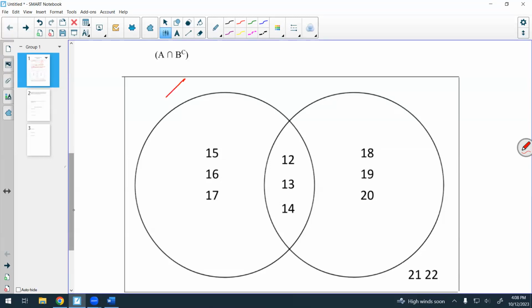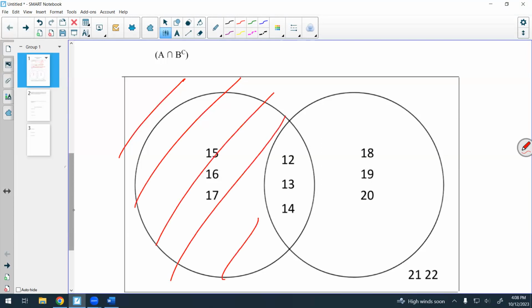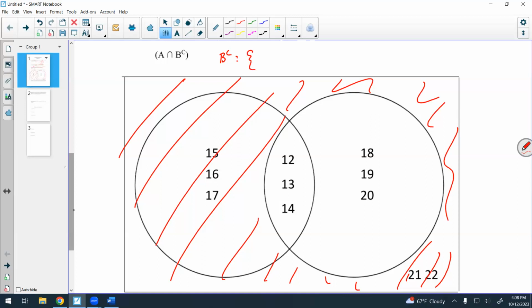Everything not in B. So element Y, B complement is what? Well, I got 15, 16, and 17, and 21 and 22. Okay. And I want to intersect that with A.